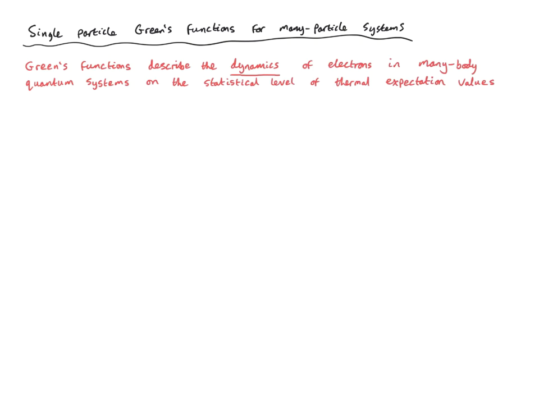Green's functions will describe the dynamics of electrons in many-body quantum systems, not on the individual level of single electrons, but on the statistical level of expectation values. We will see that these Green's functions are really the workhorse of many-body quantum mechanics, and they're very, very powerful indeed. We will see that single-particle Green's functions only contain part of the full information contained in the wave function. However, the information that they do contain tells us a lot about the system, and in fact is closely related to various experimental observables of interest.